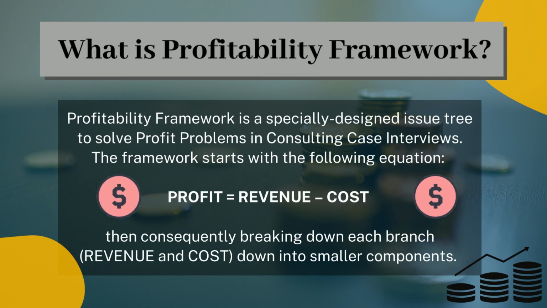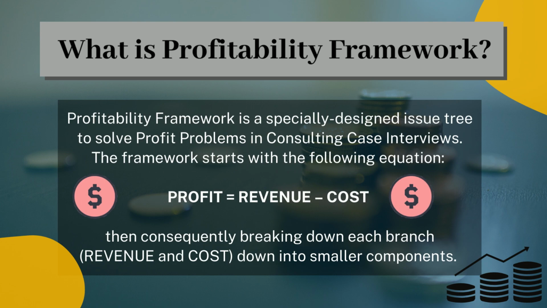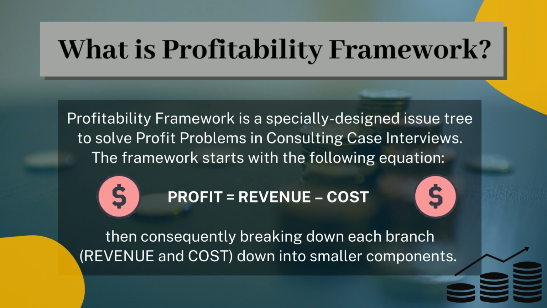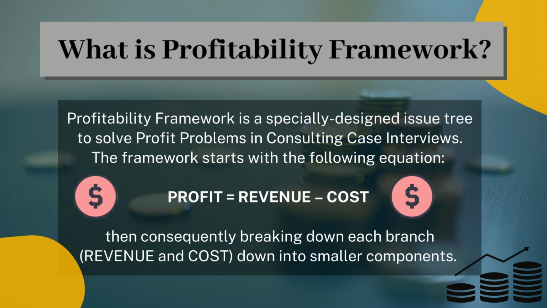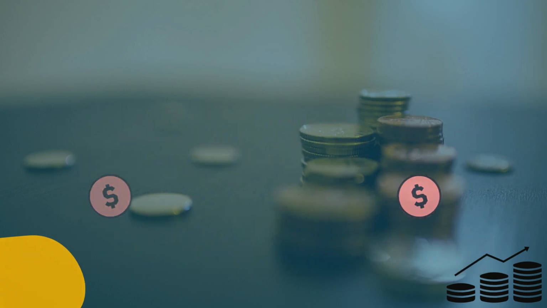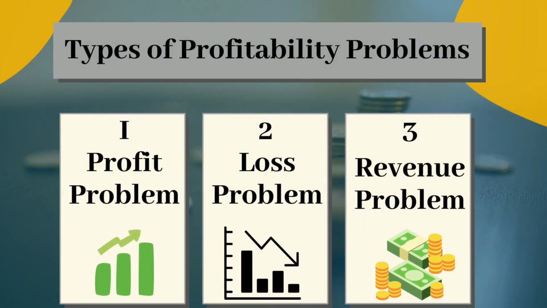Let's understand this term in depth. The profitability framework is a framework for a specially designed issue tree. A profitability framework starts with a mathematical equation: profit is equal to revenue minus cost, and as we move further, revenue and cost are broken down into subcomponents. There are basically three types of profitability problem. First, profit problem, second, loss problem, and the last, revenue problem.